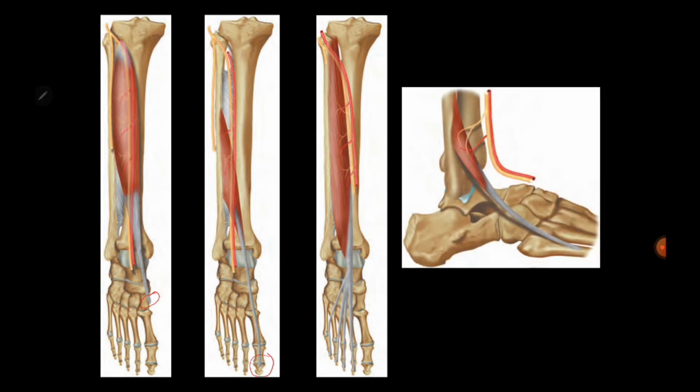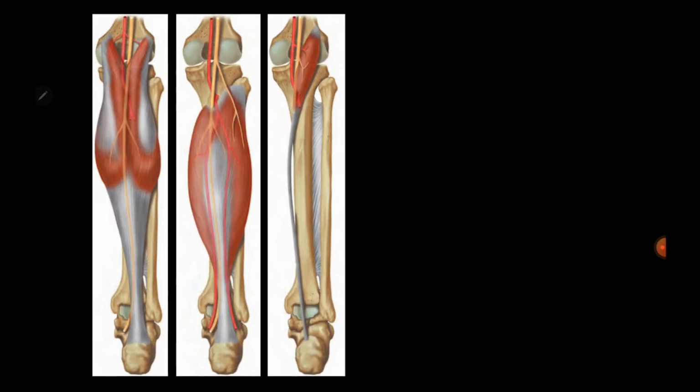Then we have peroneus tertius muscle, which is an accessory muscle, and it is not seen in all normal subjects, and the tendon inserts over the diaphysis of the 5th metatarsal. Then the superficial posterior compartment contains 3 muscles, which are gastrocnemius, soleus, and plantaris.